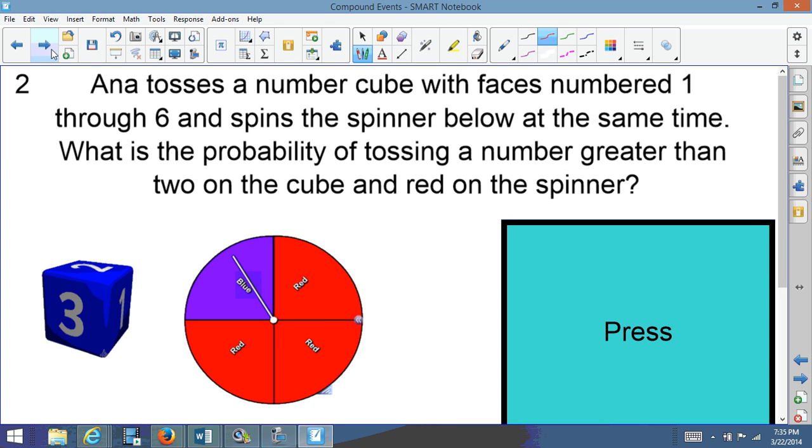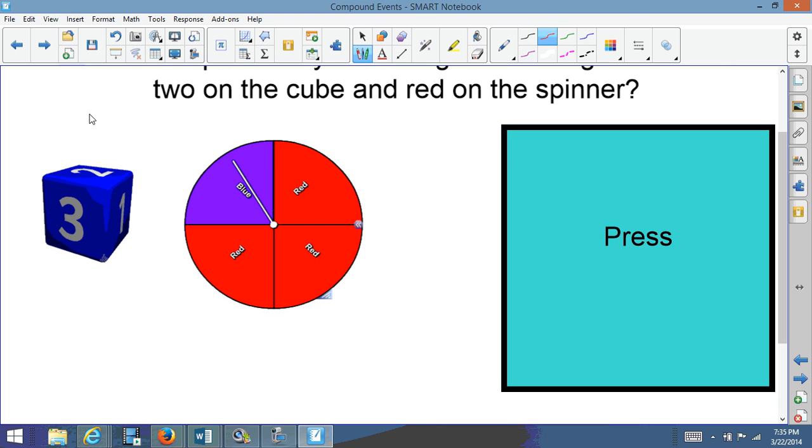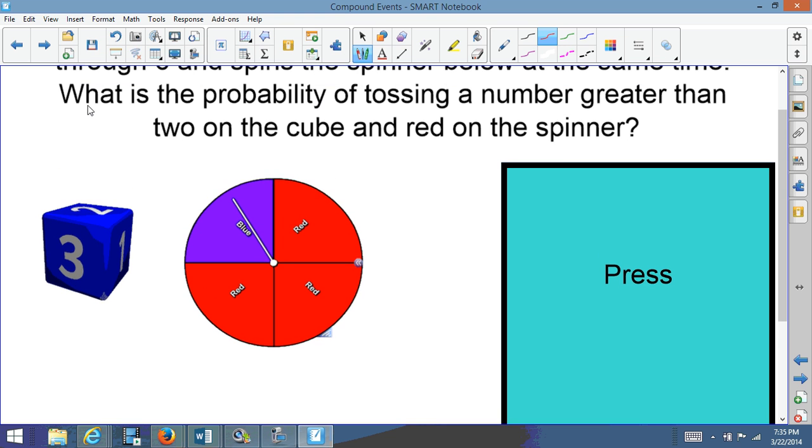So here we have Anna tossing a cube with the faces numbered 1 through 6. And she's going to spin the spinner below at the same time. What's the probability of tossing a number greater than 2 on the cube and red on the spinner? So we got to get a number greater than 2 and red on the spinner.